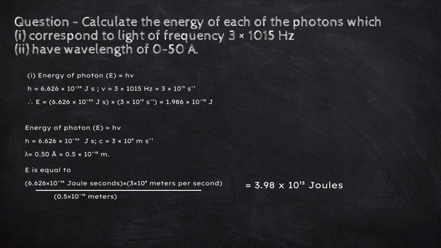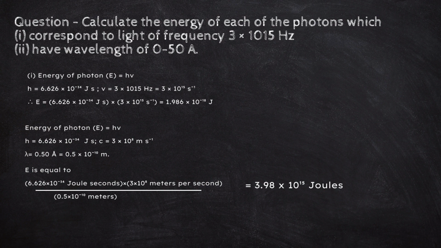Solution. Energy of a photon is equal to Planck's constant multiplied by frequency. Planck's constant is equal to 6.626 times 10 to the power of negative 34 joule seconds. Frequency is equal to 3 times 10 to the power of 15 hertz, which is equal to 3 times 10 to the power of 15 per second.